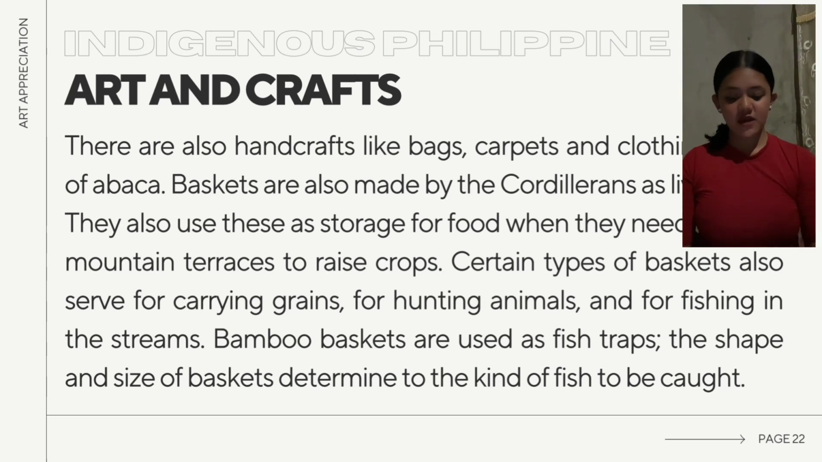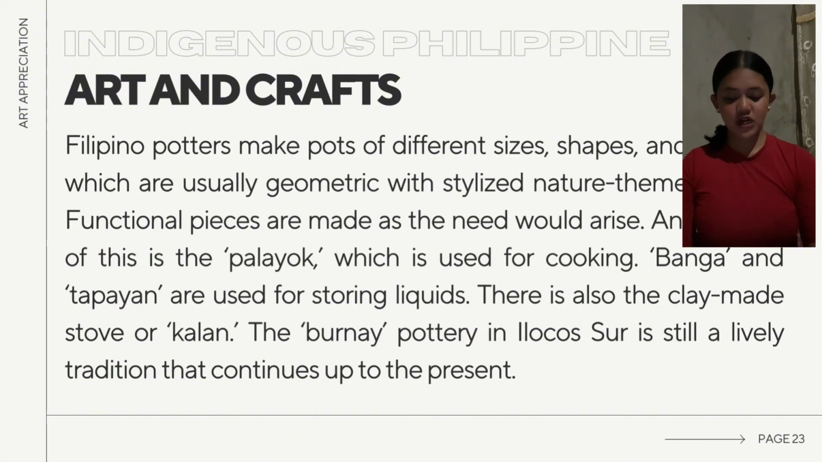Filipino potters make pots of different sizes, shapes, and designs, which are usually geometric with stylized, nature-themed motifs. Functional pieces are made as the need would arise. An example of this is the palayok, which is used for cooking. Banga and tapayan are used for storing liquids. There is also the clay-made stove or kalan. The Vigan pottery in Ilocos Sur is still a lively tradition that continues up to the present.